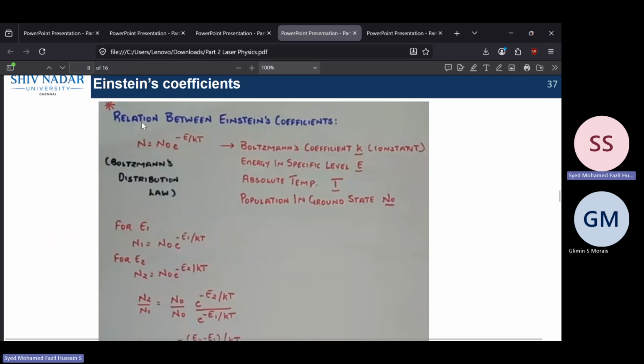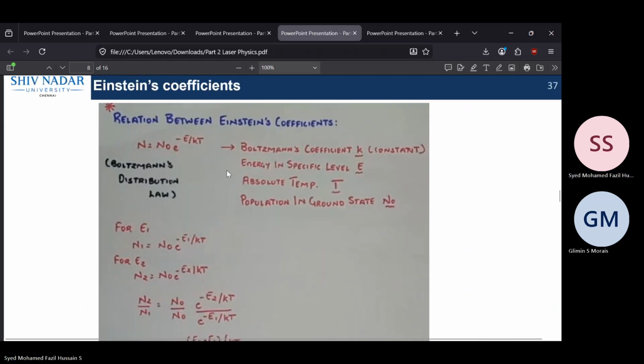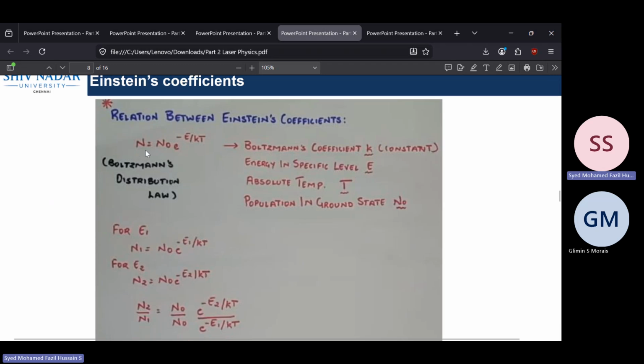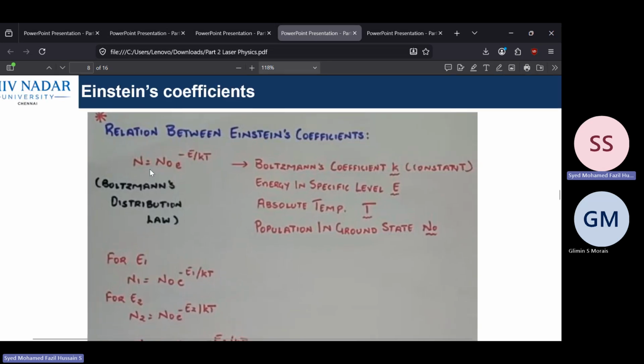Now we are going to relate the Einstein coefficients with each other. In the Boltzmann distribution law, the number of electrons is equal to N naught into e to the power minus the energy in a specific level divided by k into the absolute temperature. The k here is the Boltzmann constant.